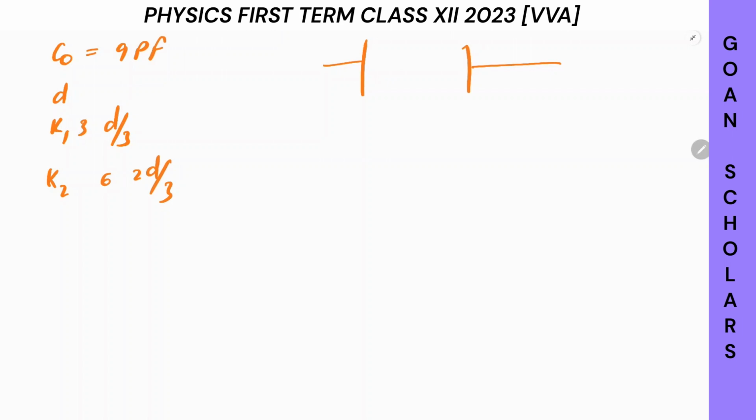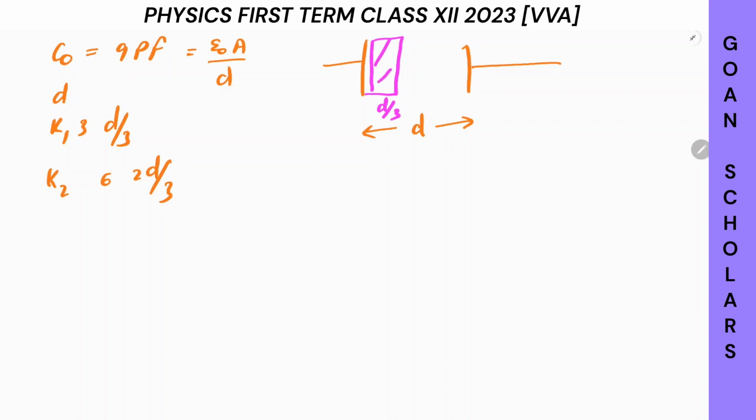In this parallel plate capacitor, when there was nothing, its capacitance value was 9 picofarad, which was epsilon naught A by D. This is when air is there. Now, if this separation is D, 1/3 of the distance is filled with a dielectric, so this is D by 3. And what is the dielectric constant here? The dielectric constant here is 3.